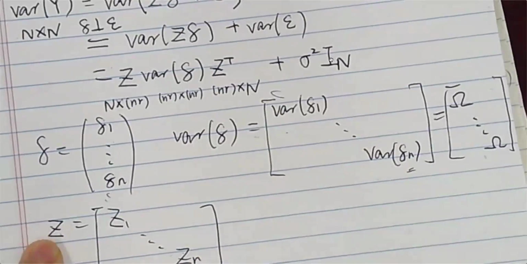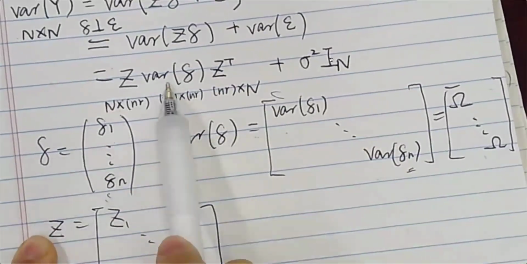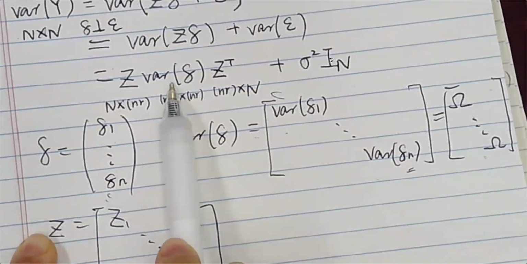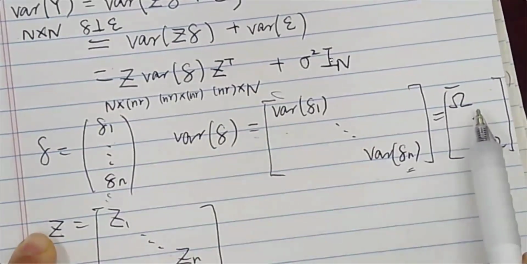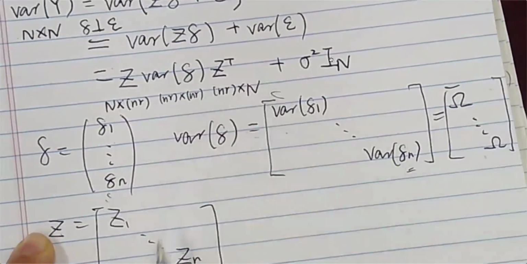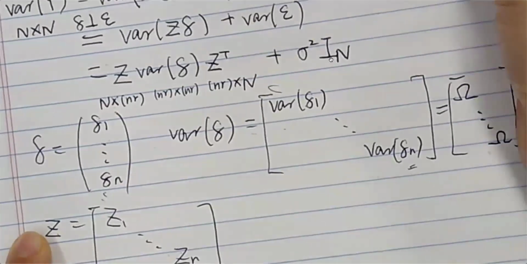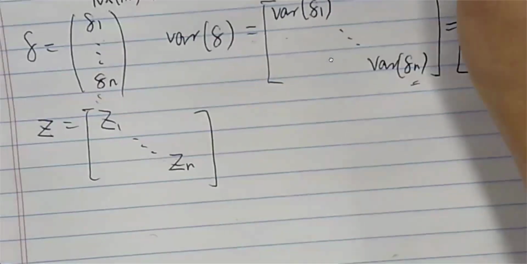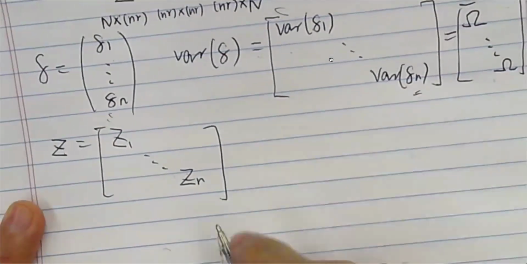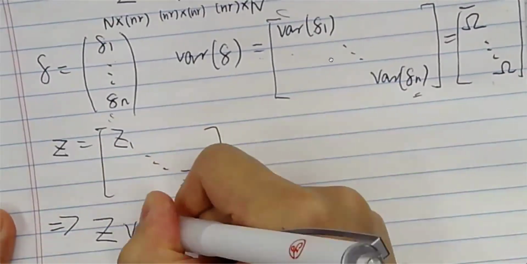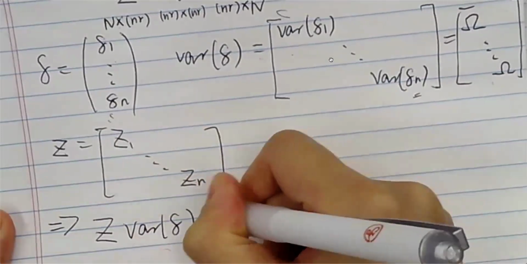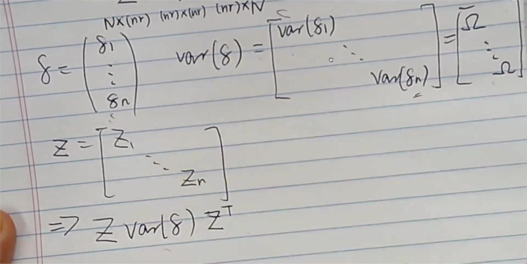Then what is Z times the variance covariance of delta? It's Z1 omega Z1 transpose plus, and so on. Let me write it this way. One more line: Z times the variance of delta times Z transpose actually becomes just like this.